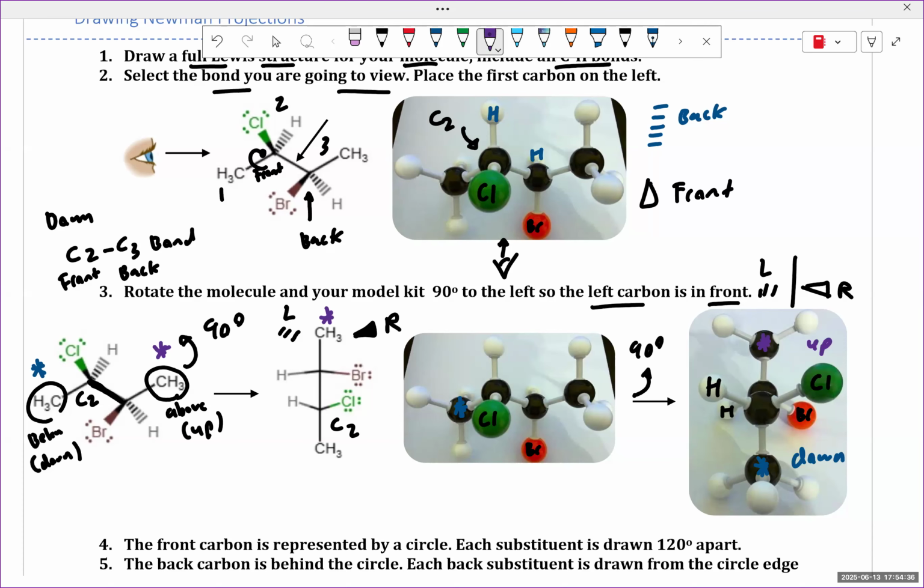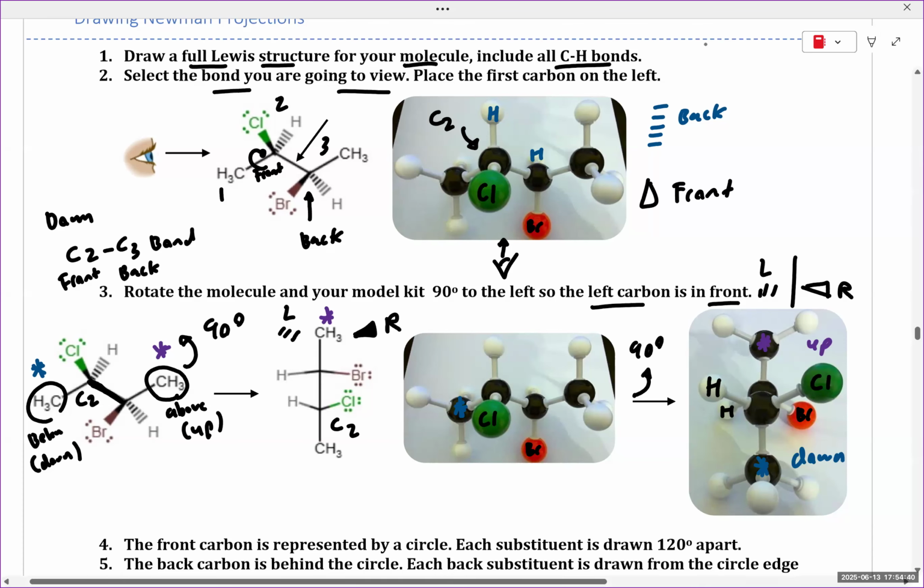I'd like you just to be aware of this because it'll make it a lot easier to draw the Newman projection and keep things sorted. I would recommend using a model kit to draw Newman projections until you start to get familiar with how to manipulate structures using just pen and paper. Using a model kit is critical to developing this skill set.